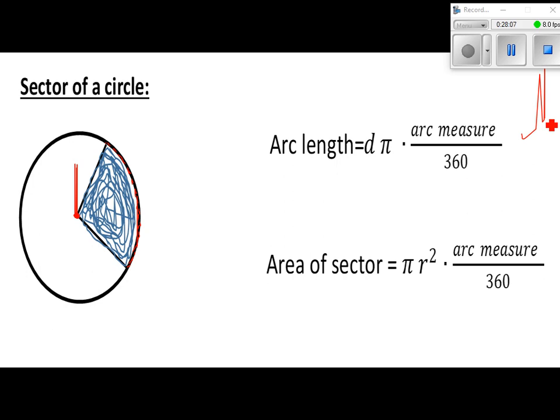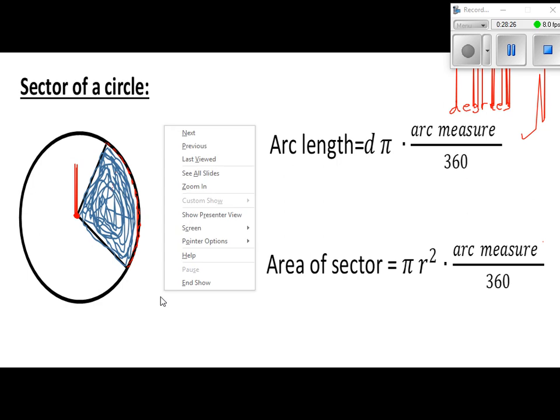The arc measure is the degrees, how many degrees the arc is. Same thing for arc measure down here. If we want the area of the sector, so we're trying to find the area of this piece of pie, we use that formula. I think I got a better slide I'm going to go to.